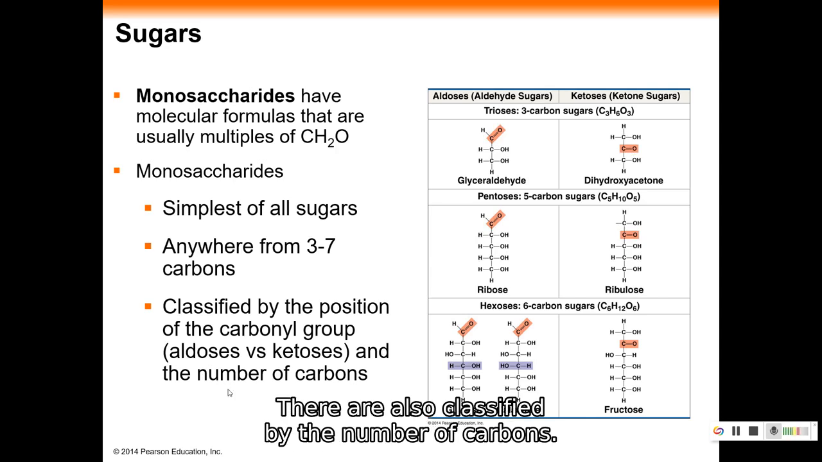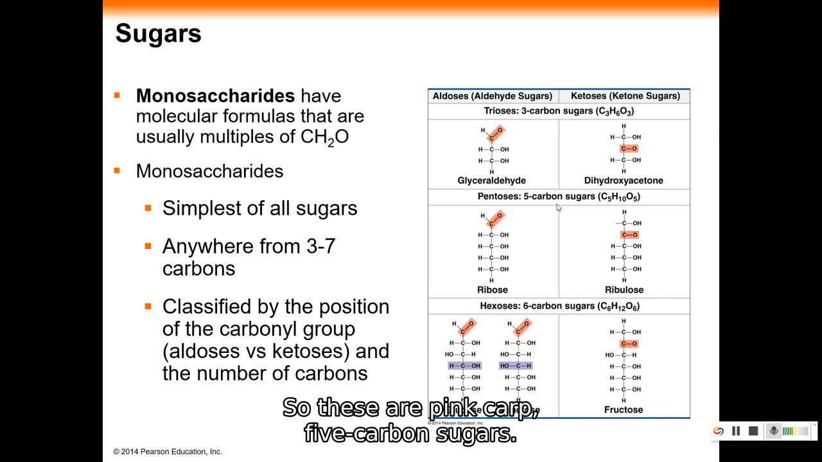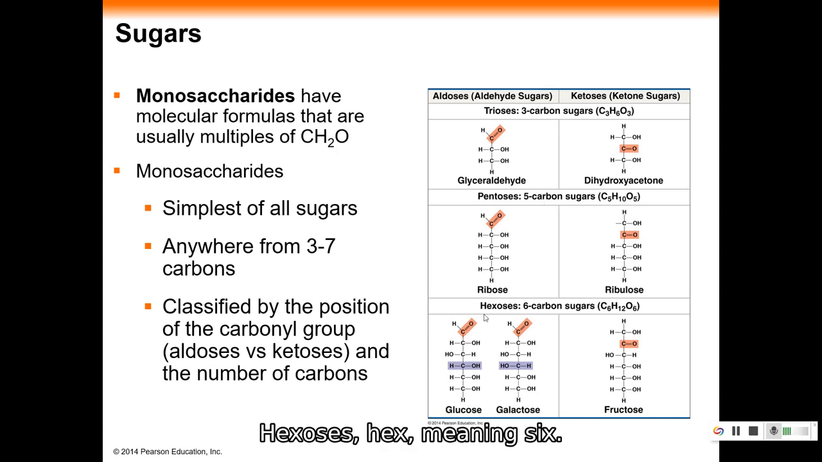They're also classified by the number of carbons. So trioses, tri means 3, a 3 carbon sugar. Pentose, pent means 5, so these are 5 carbon sugars. And hexoses, hex meaning 6, these are 6 carbon sugars.